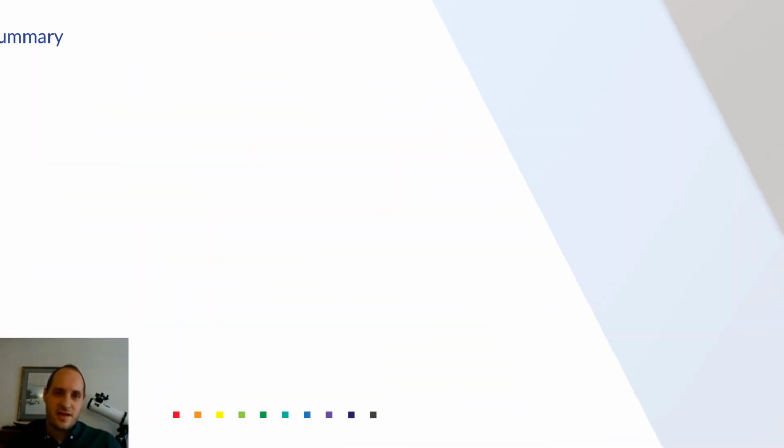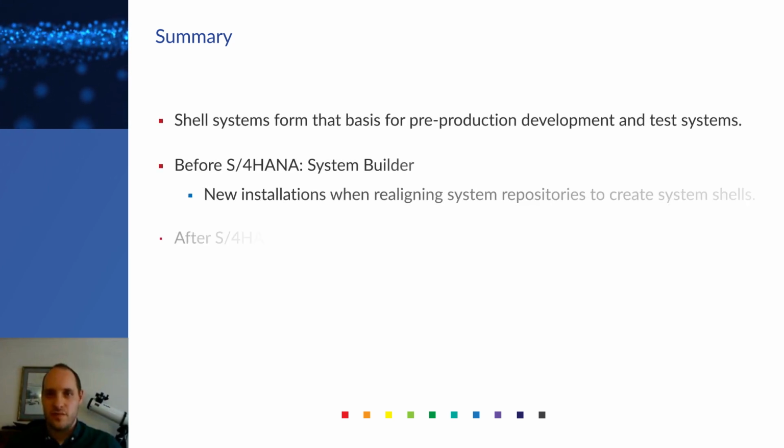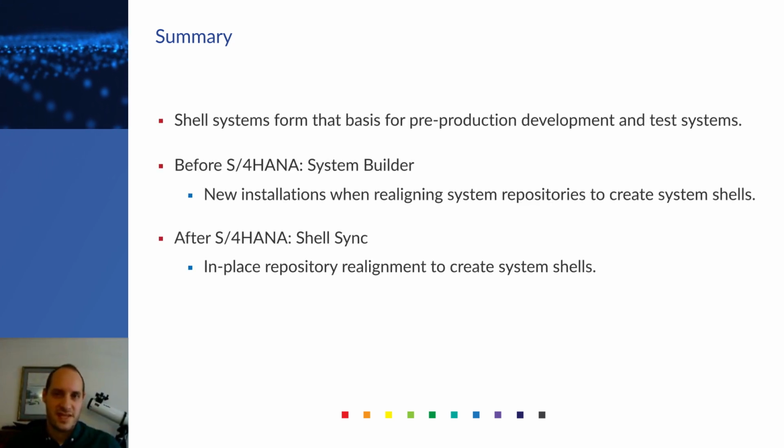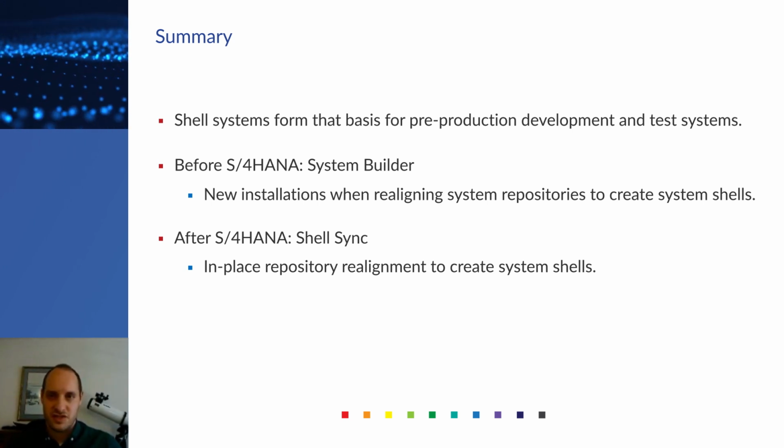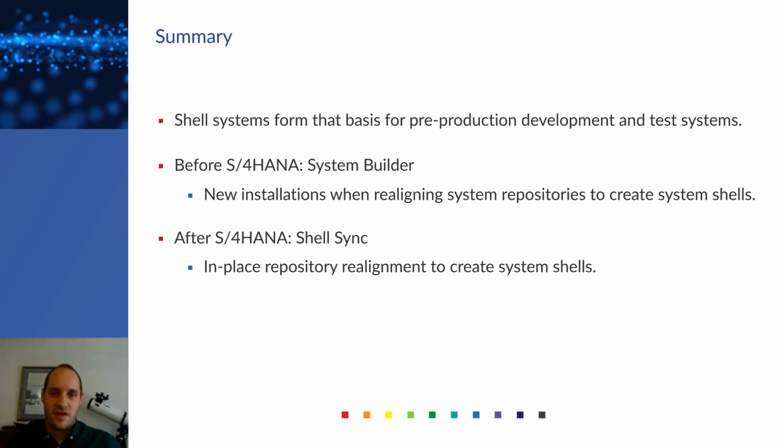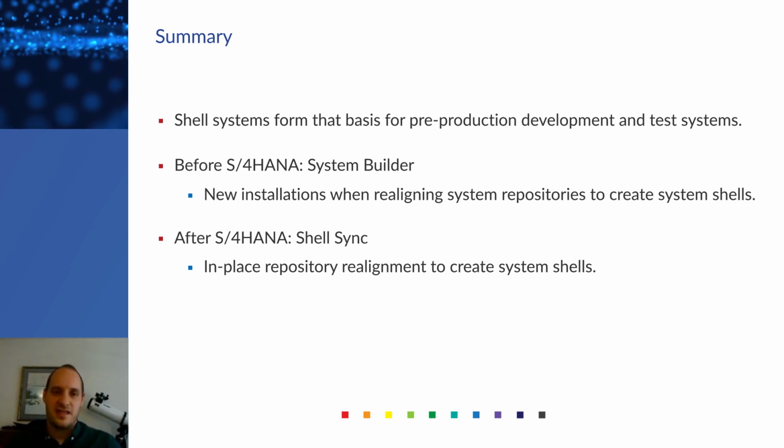In summary, we often use shell systems when performing realignment actions to make sure we have the same programs and dictionary structures on our pre-production environments as on production in order to increase the quality of our testing. Before the S/4HANA world, we made use of System Builder to create our shell systems, and they were created using the installation process, creating new systems. After S/4, we now use shell sync, and this is an in-place realignment. So no more need for new installations.